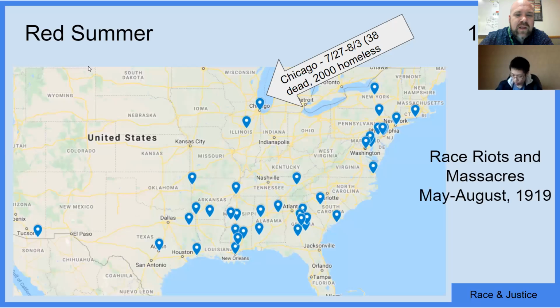1919, the Red Summer. And this map shows you all of the different race riots in the country that happened. And let's be clear, when we're talking about race riots, we're talking about groups of white people attacking Black people. I don't want you to get it twisted and think it's the other way around, because it's not. The worst one is Chicago. Chicago has a race riot that lasts for about a week. It kills 38 people, leaves 2,000 homeless. But there's dozens and dozens of these riots that break out across the entire country over 1919.